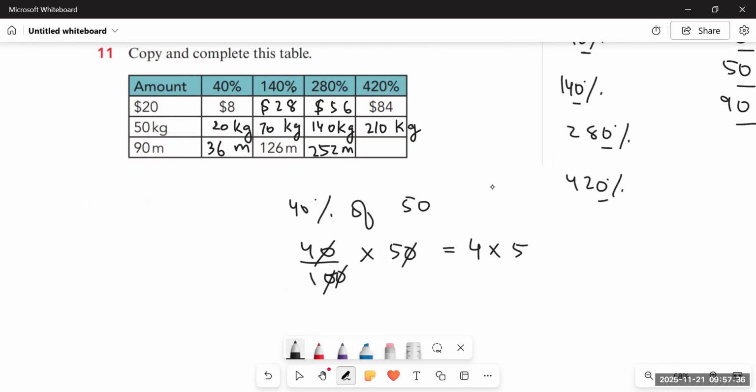And the last one is 420. So 42 multiplied by 9 equals 378. And it's done.